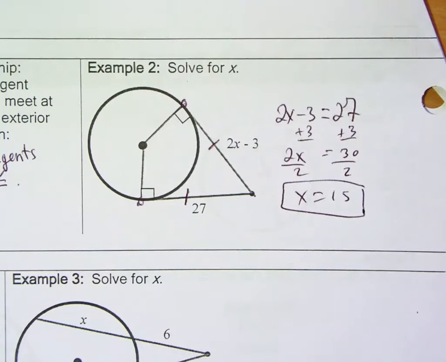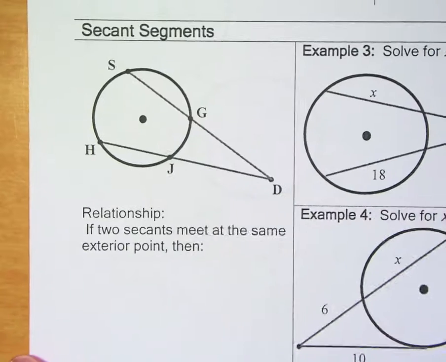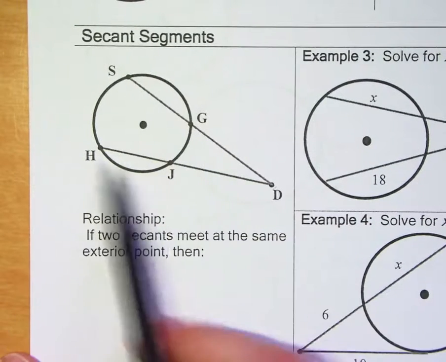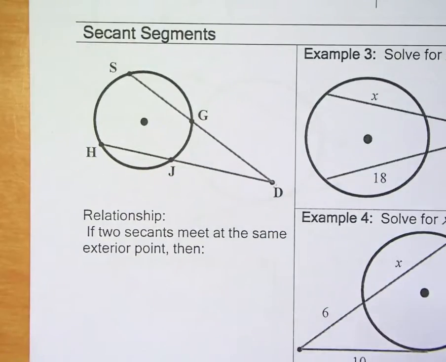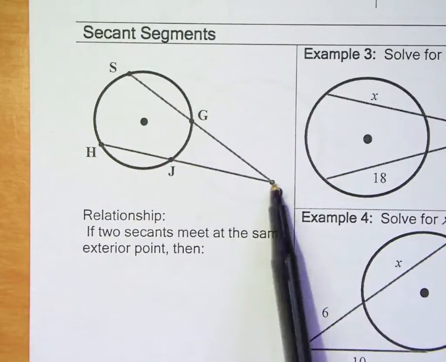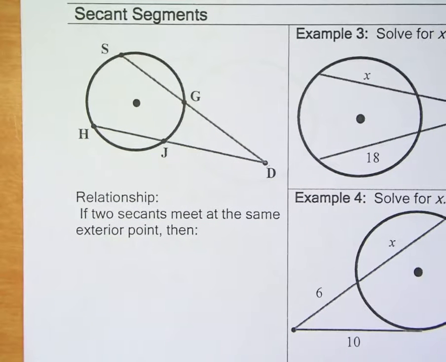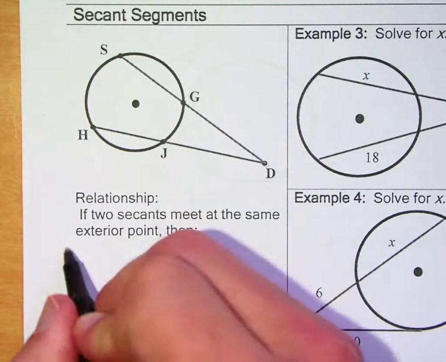Last relationship, secants. Secants touch twice. So secant SD touches here at S and G, and secant HD touches here at H and J. If you have two secants meeting at the same exterior point, then here's the relationship. It's important to write down, and I like to annotate in a specific way. So it looks a little bit like this.